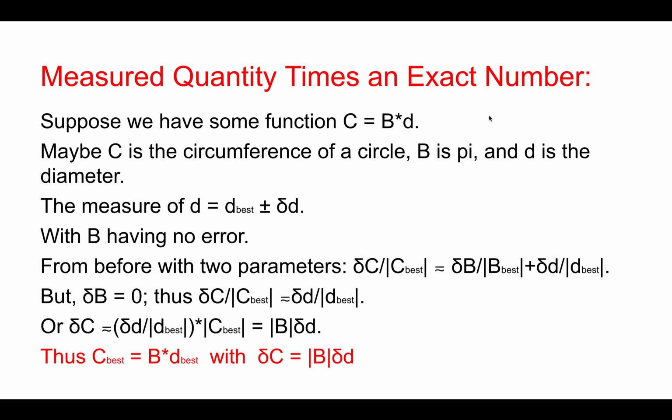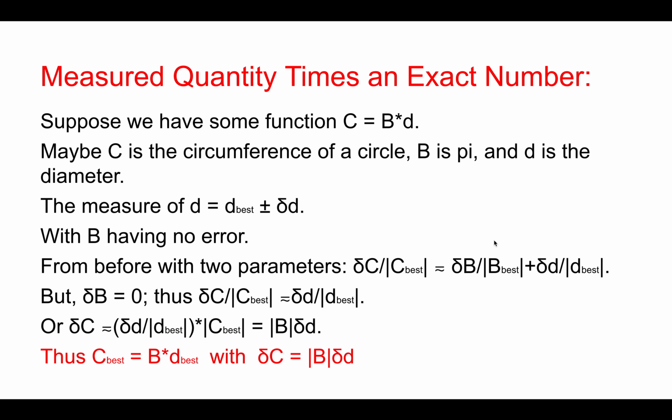Now let's say circumference is equal to some value that is an exact quantity, maybe like pi, times something that has an error, like diameter. So say C is equal to B times D, where there's no error in B. You don't even have to remember this. We just have the product of two things, and you propagate the error exactly how you've done before.